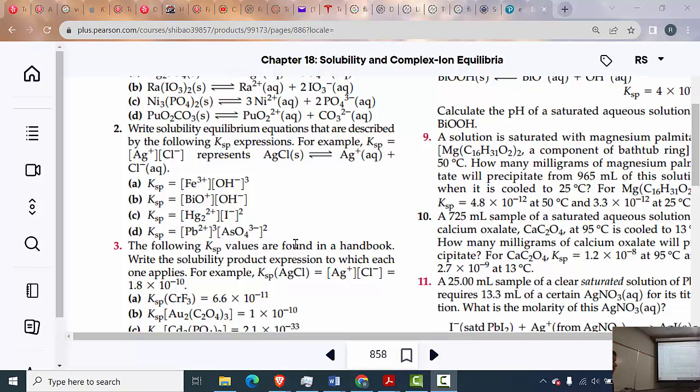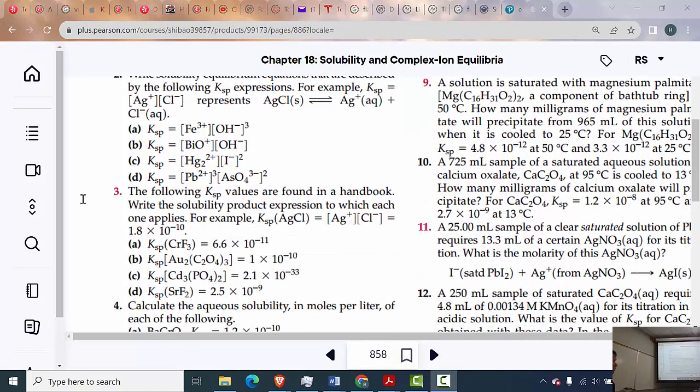Write solubility equilibrium equations. So when we write the equation, it's always the same. We start off with a solid. So this would be solid iron 3 hydroxide, Fe(OH)3 solid, going to 1 iron 3 and 3 hydroxides. So the KSP expression is always written the same way, whether it's precipitation or dissolution. And so we can figure it out. This is 1 to 1. This is a 1 to 2 ratio. This is a 2 to 3 ratio here for lead 2 arsenate.